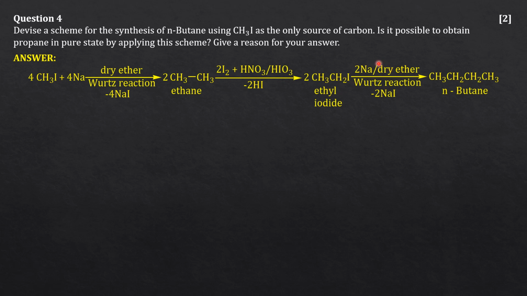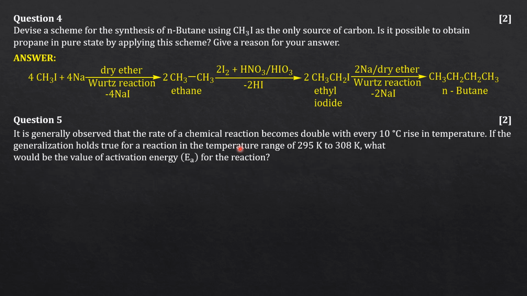Now this one is again treated with sodium in ether, again Wurtz reaction. So now you get n-butane. So this is the model answer, the correct answer to score the marks. The answer given by the council in the published paper on their website, that one is just a hint.